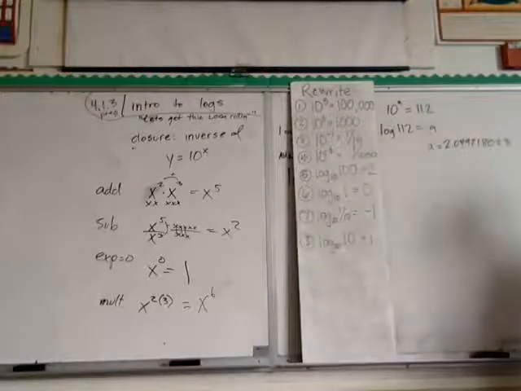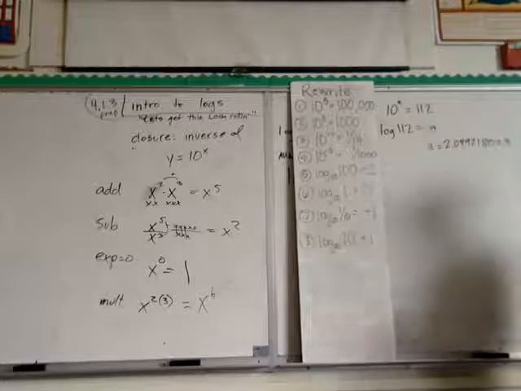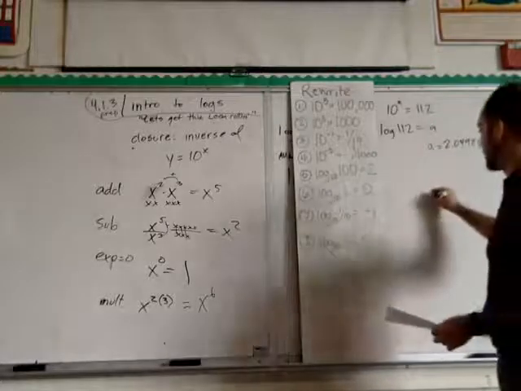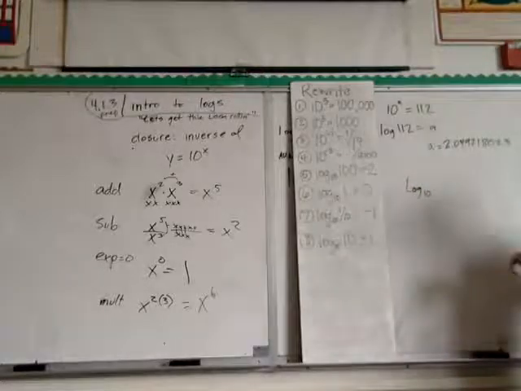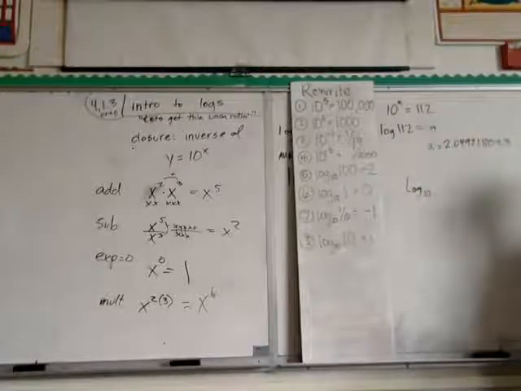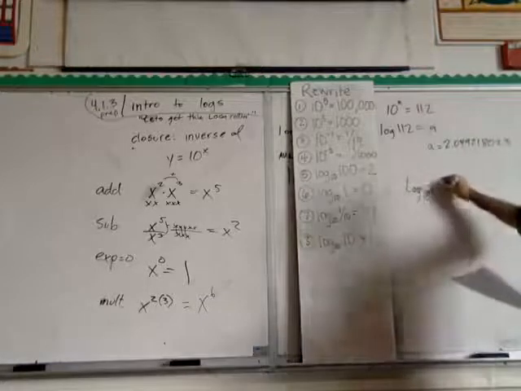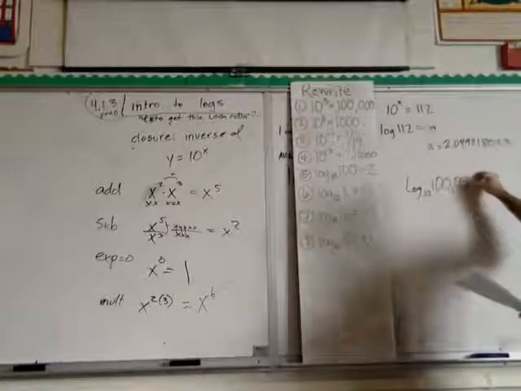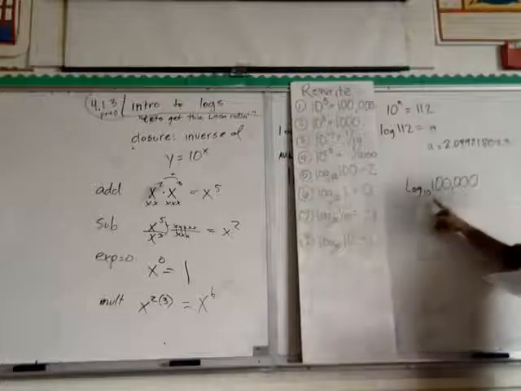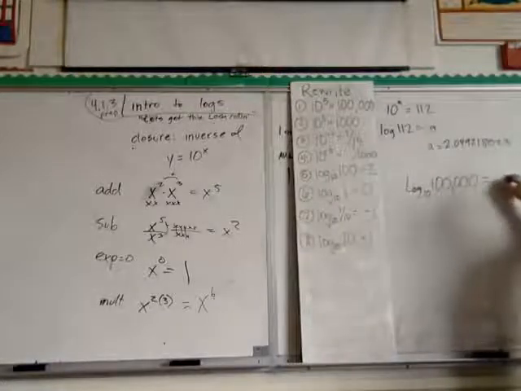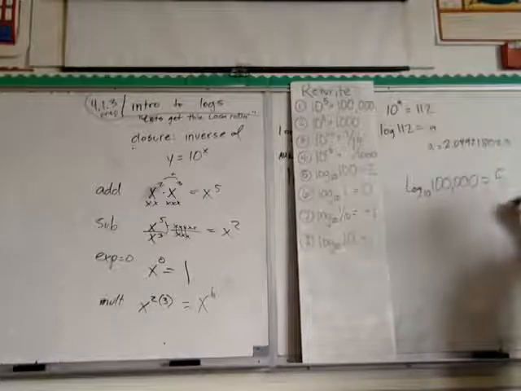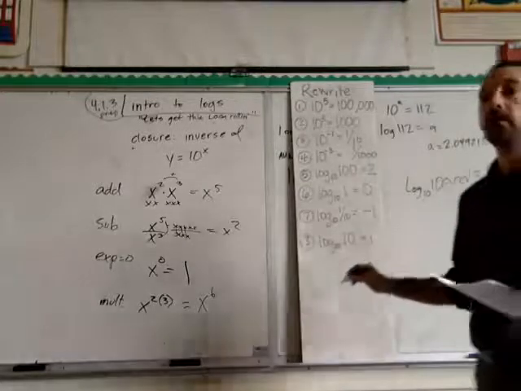I like to think first, what's my base? 10. So I know that's 10. It's going to be log, or sorry, log base 10 of what? Of 100,000, which is essentially saying 10 raised to what power gives us 100,000? And the answer for that? 5.